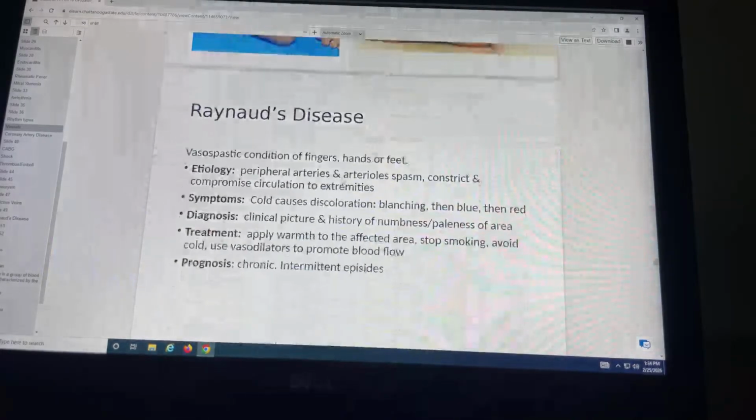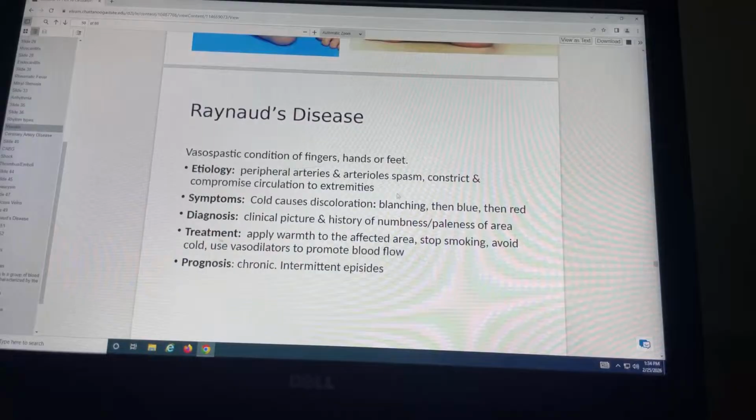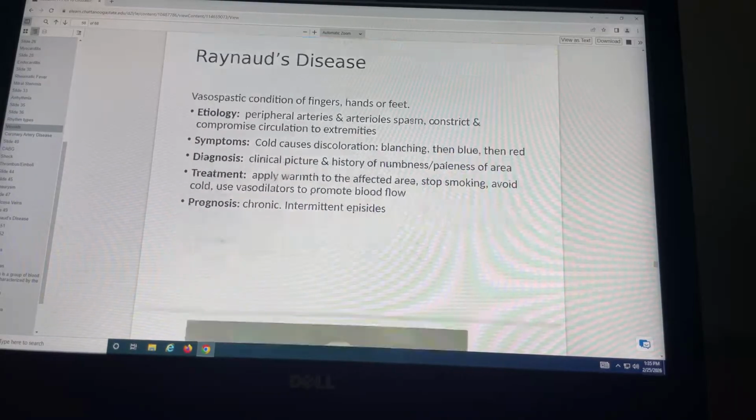All right, so now we're at Raynaud's. Have you ever heard of Raynaud's? I actually had a couple students previously who had this condition, so it was kind of interesting. I've heard of it, but I did not know much. It's basically, let me show you a picture.